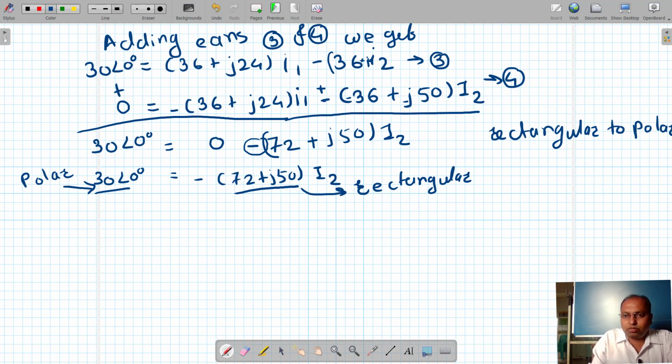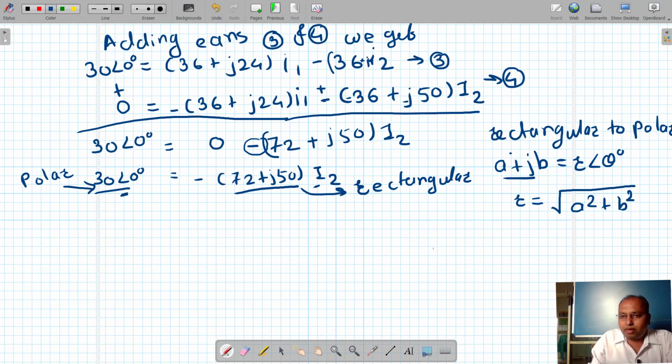So let us say a plus jb is there, and you need to convert it into r and theta. a plus jb is nothing but a rectangular form, and r and theta is nothing but a polar form. So this is a rectangular to polar conversion. We can find it by means of a formula. R can be found as the square root of a square plus b square.